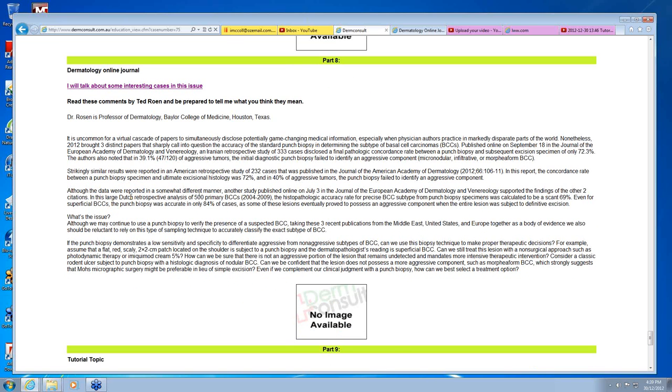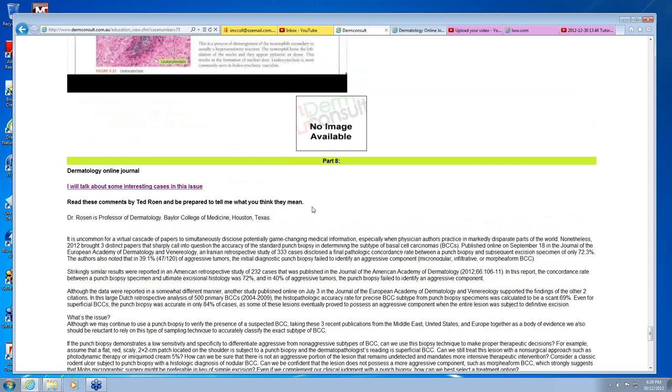This was a little paper here on punch biopsies, and it's in relation to that question that I asked the doctor who's doing this to go over. So the doctor who's doing this module will look at this and will present some of this in PowerPoint form.